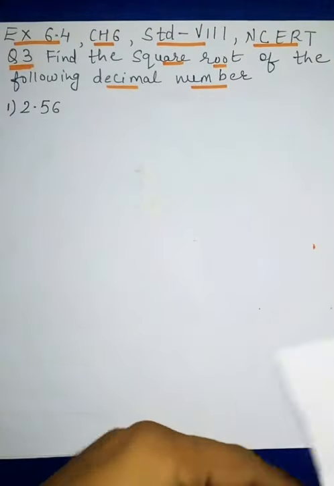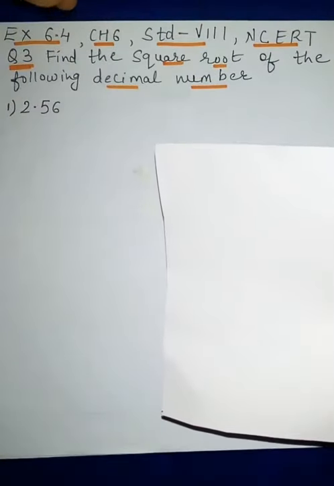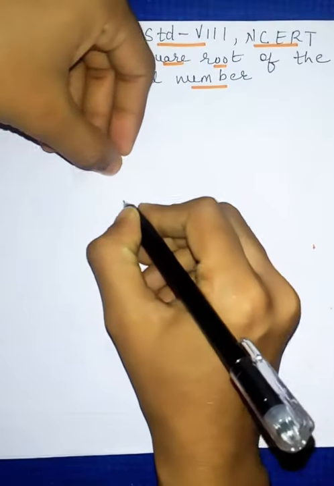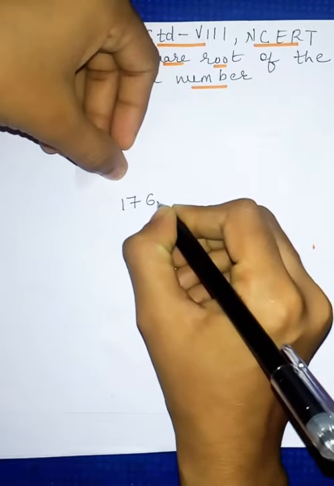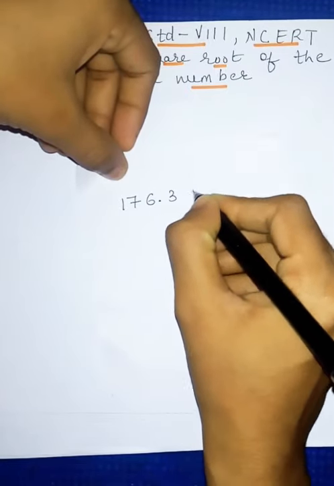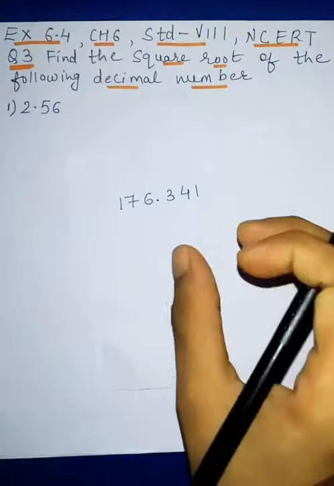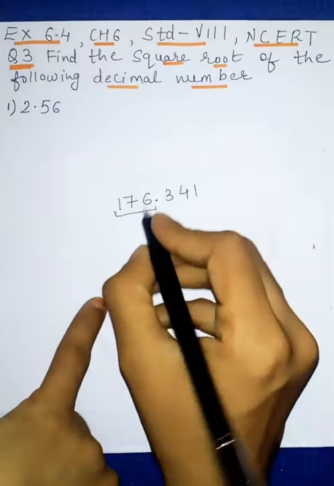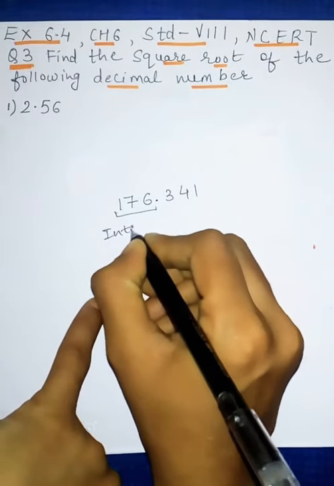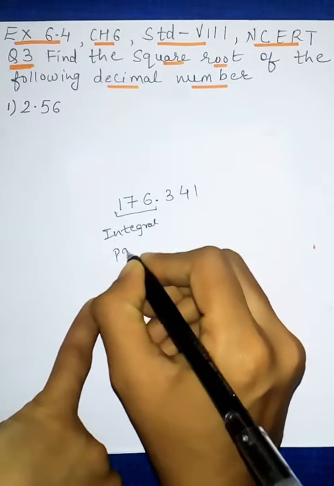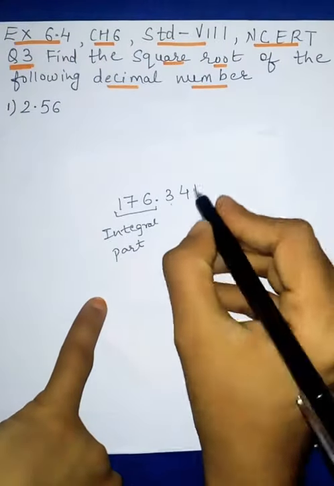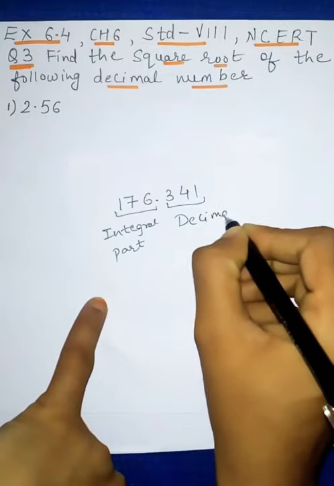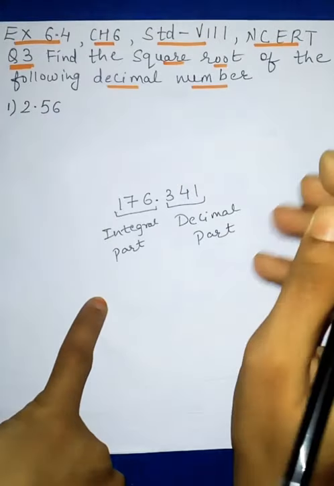So with one example, we will try to understand how to draw bars in decimal numbers. Suppose I am taking 176.341. This is one decimal number I have taken. This part, which is before the decimal point, is called the integral part, and this part, which is after the point, is called the decimal part.